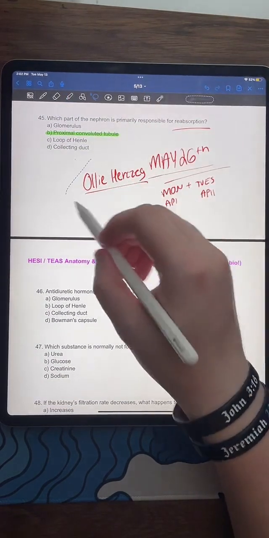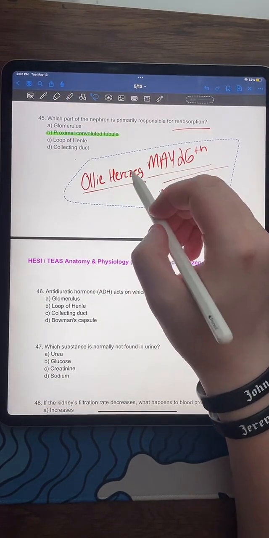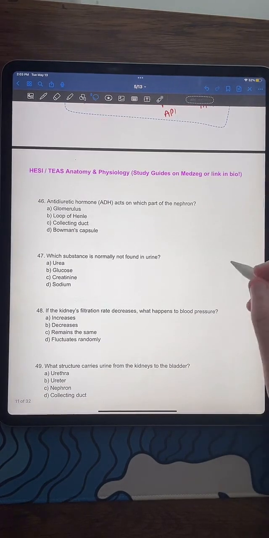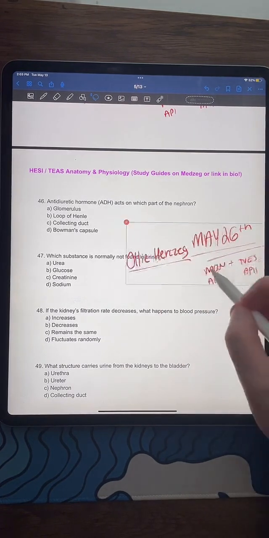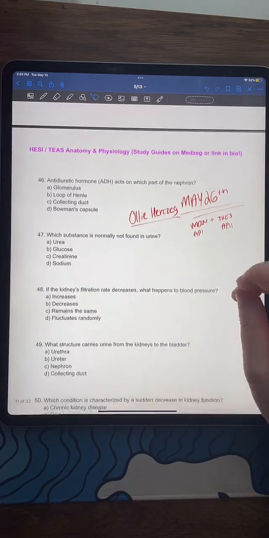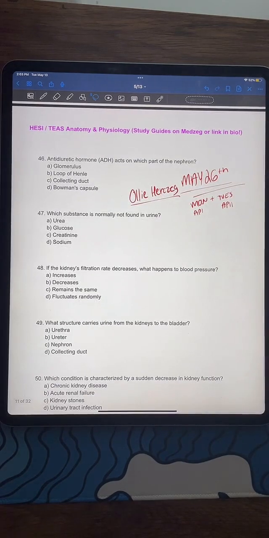I'm going to move this down. But 46, antidiuretic hormone, or ADH, acts on which part of the nephron? Antidiuretic hormone acts on which part of the nephron?